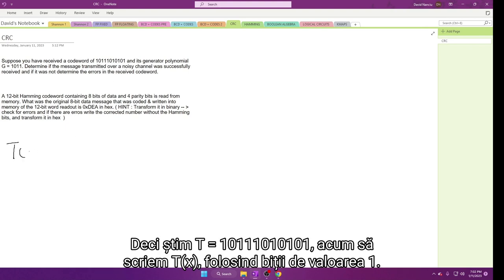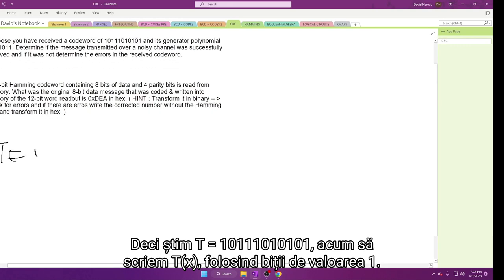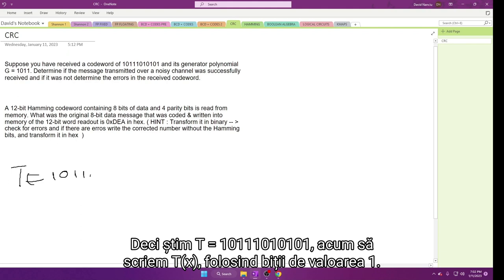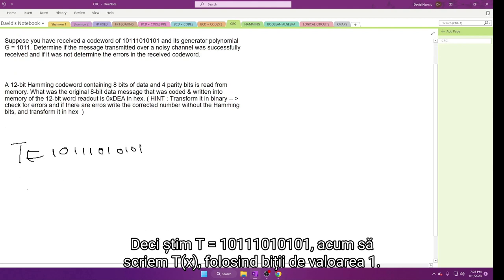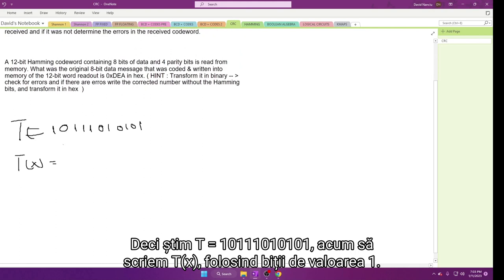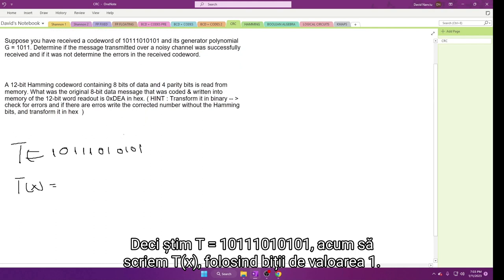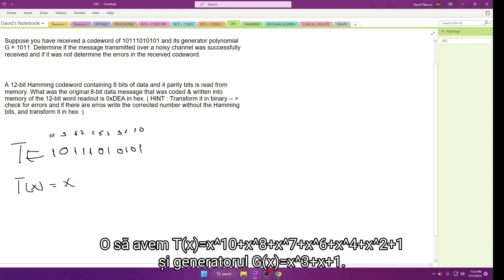So we know that our T, which is 1 1 0 1 1 1 0 1 0 1 0 1, right? So let's write the T of X, which is written by using those 1 bits, which are 2 at the power of the position. So we have here 1, 2, 3, 4, 5, 6, 7, 8, 9, and 10. So we have x at 10 plus x at 8 plus x at 7 plus x at 6 plus x at 4 plus x at 2 plus 1.